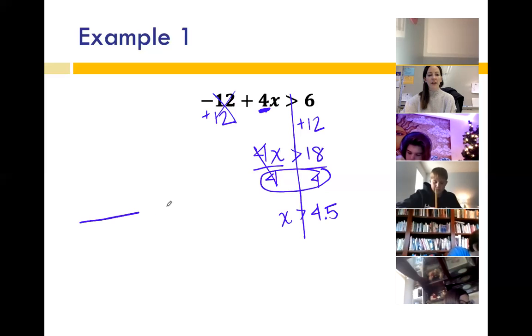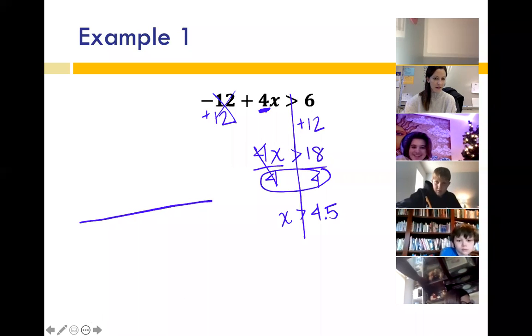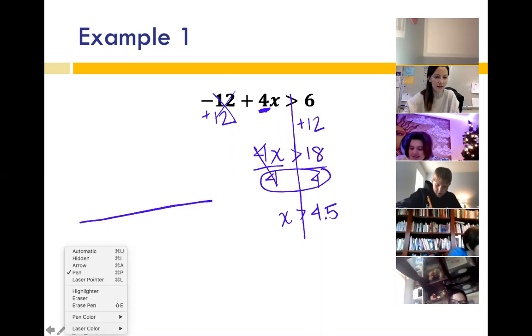So if we go to graph this, oh my goodness, look at that line. That is so crooked. Hang on, let me fix that.